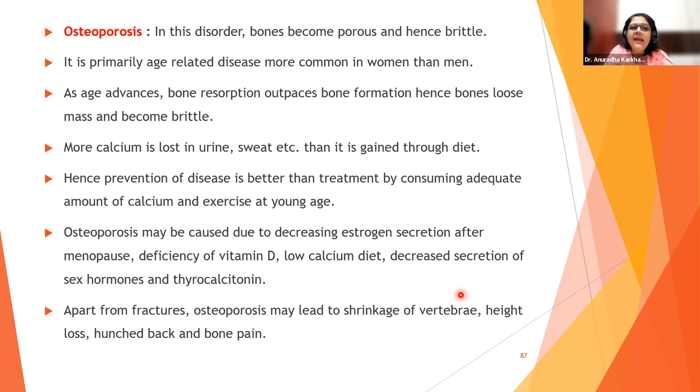It is primarily an age-related disease, more common in women than men. As age advances, bone resorption outpaces bone formation. Hence, bones lose mass and become brittle. So we've already seen in the chemical coordination chapter, there are two hormones which are balancing the calcium levels of the blood. Do you remember the name of those two hormones?